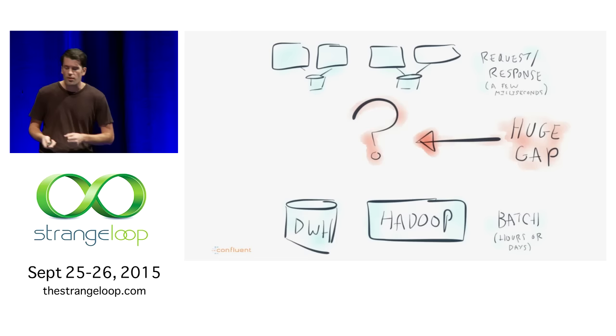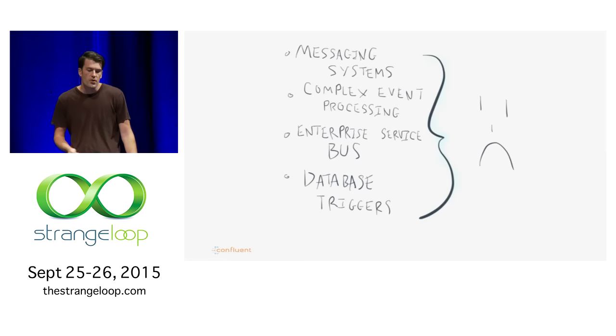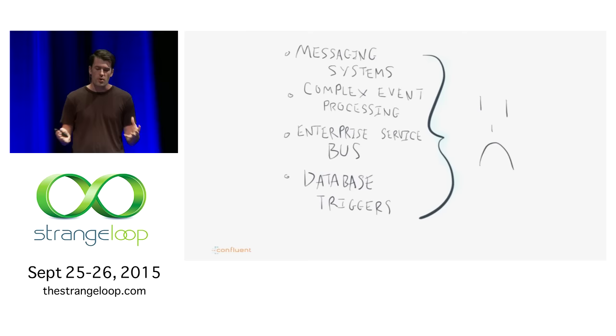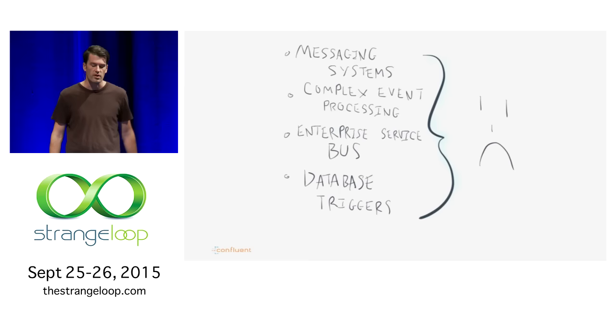But in the middle, there just hasn't been that much to help people out, right? If you want to build anything which is slower than a few milliseconds but faster than a few hours, you are on your own. You're inventing it a little bit from scratch. There has been stuff here: enterprise messaging systems, complex event processing, or CEP, and a thing called an enterprise service bus that hopefully not that many people have heard of. The OLTP world has had database triggers and materialized views, which are their attempt at asynchronously responding to events. But none of these are really good.